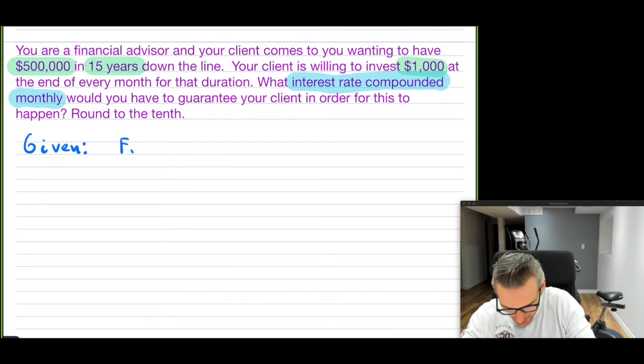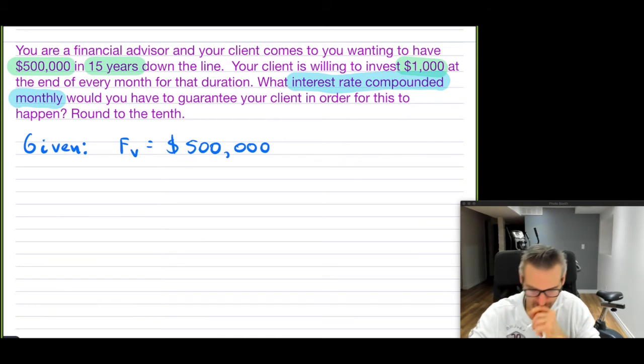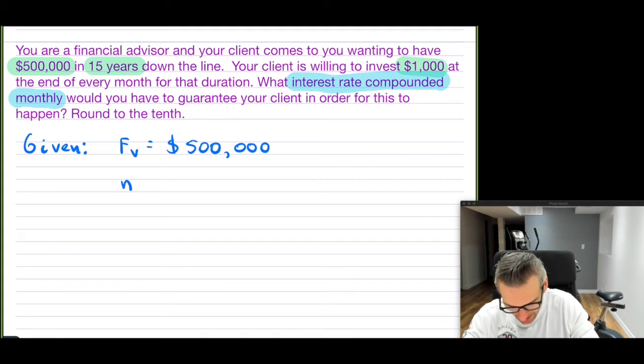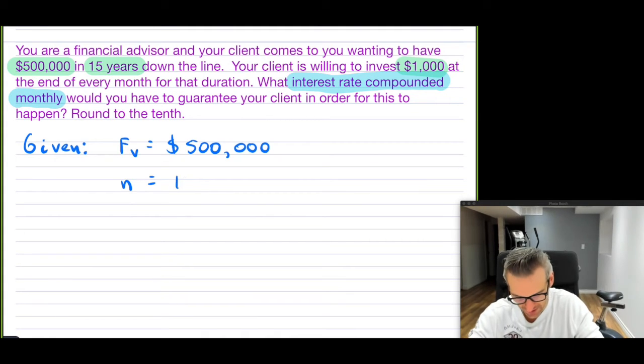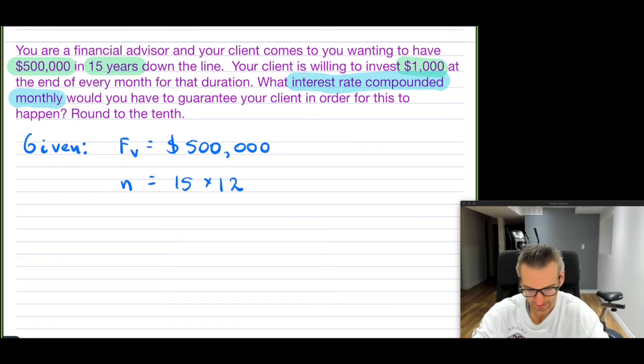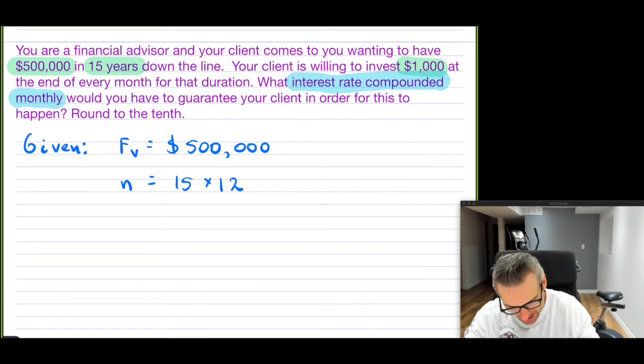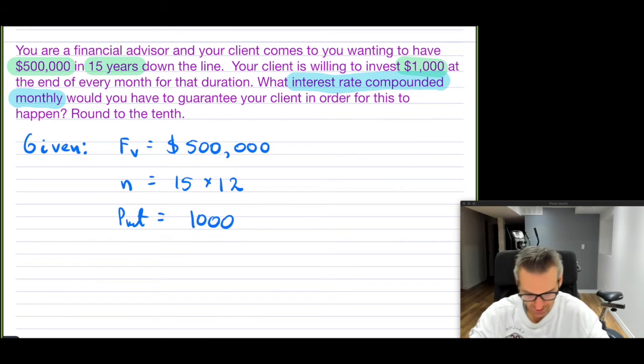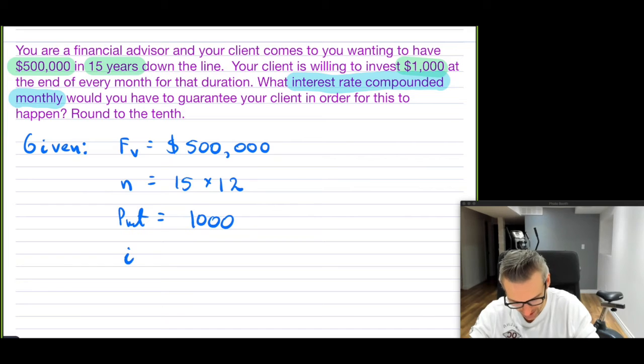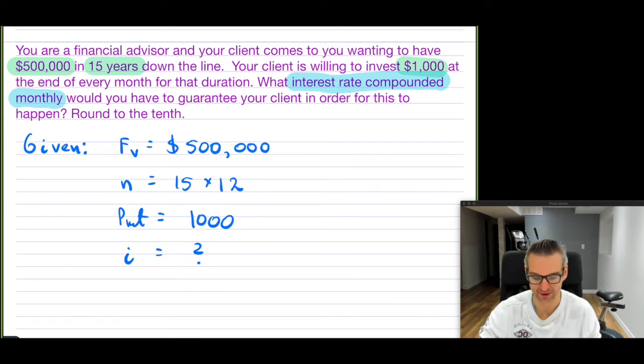We know that our future value is $500,000. So that's what they're supposed to be receiving back in 15 years. So our N, the number of terms, is 15 and it is monthly, notice. So we have 15 times 12. So that's going to be our N. Now, the other thing we know is that our payments are equal to $1,000 per month. All right, and we're trying to find our interest, which we don't know, and it's compounded monthly.